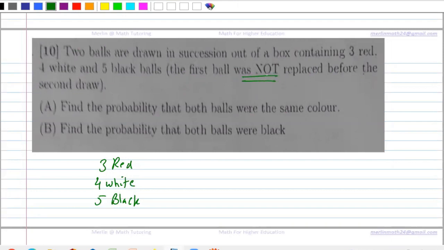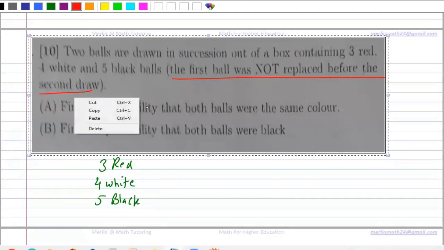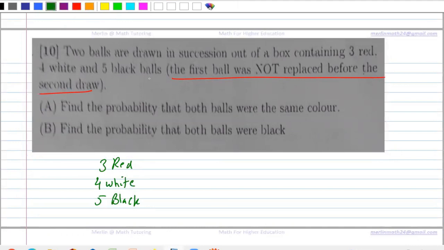Sometimes they say with replacement or without replacement. This is the statement exactly here. In online or some other test, they say the selection is done with replacement or without. So here, when they say not replaced, it means without replacement, for sure. They may put this statement, or they may say with replacement.